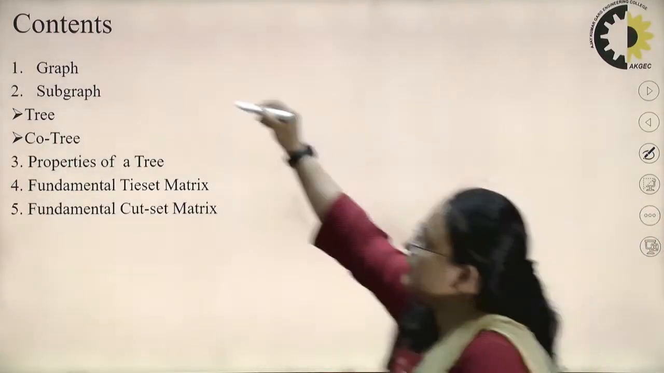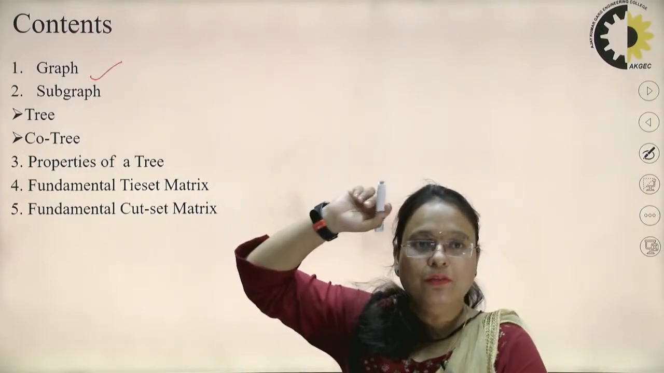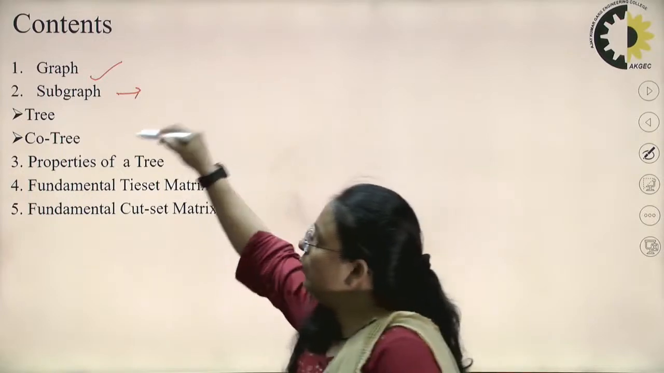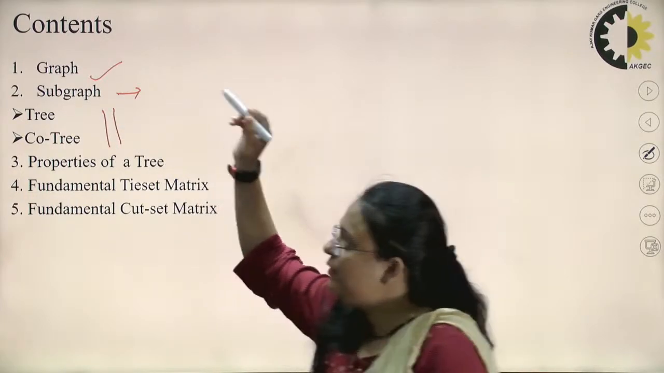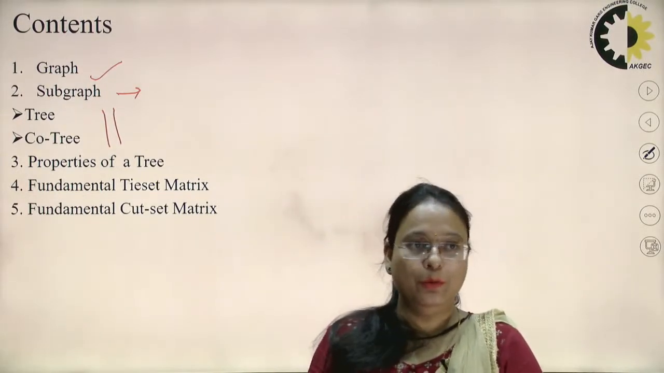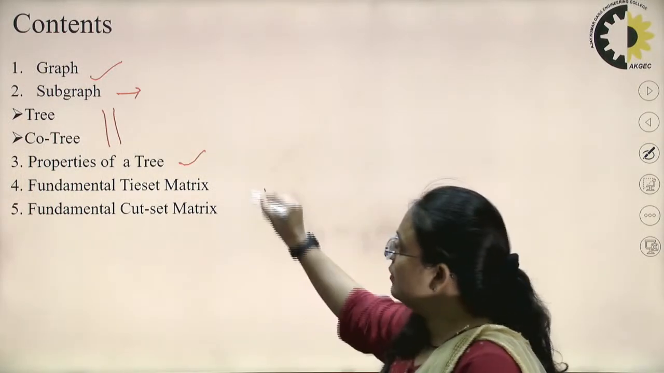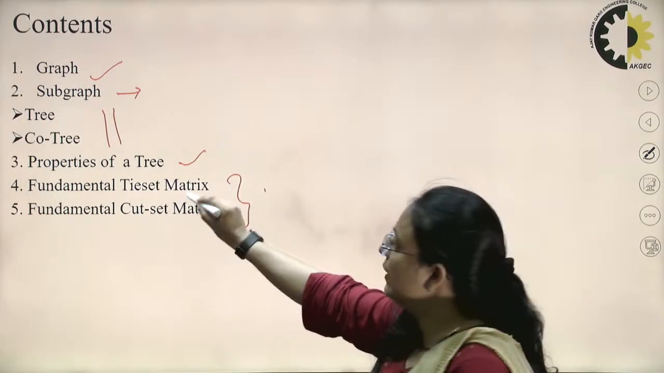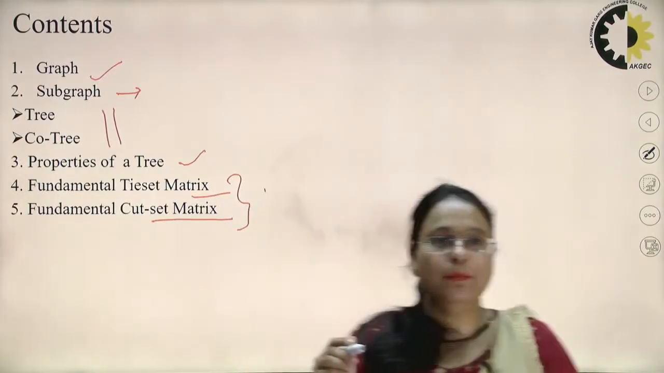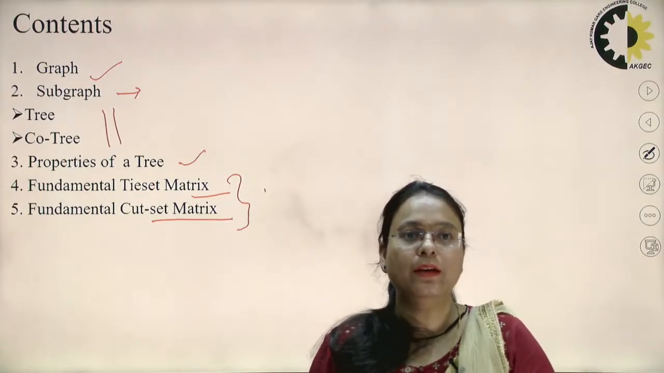of today's lecture. First of all, I will give a review of the graph, then how to draw the graph and what is a subgraph and what are the different types of subgraphs, that is tree and co-tree, and how to draw the tree and co-tree from a particular graph, what are the properties of a tree, and then I will discuss the topics, the fundamental tie-set matrix and the fundamental cut-set matrix. Also I will give some examples on the fundamental tie-set matrix and the fundamental cut-set matrix.